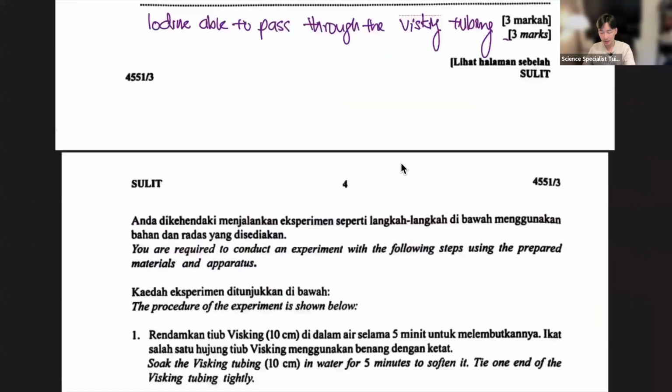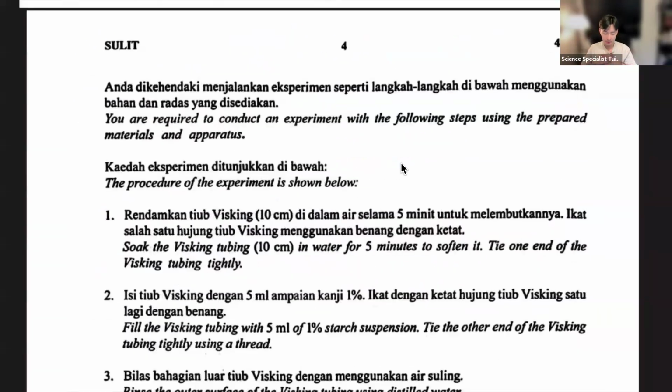Anda dikehendaki menjalankan eksperimen seperti langkah-langkah di bawah. Rendamkan whisking tubing dalam 5 minit untuk melembutkan. After they've been softened you cannot catch one. So you tie the whisking tubing at one end. This is my biscuit. Whisking tubing is not that nice, hard like that. Soft one. All right, soft one.